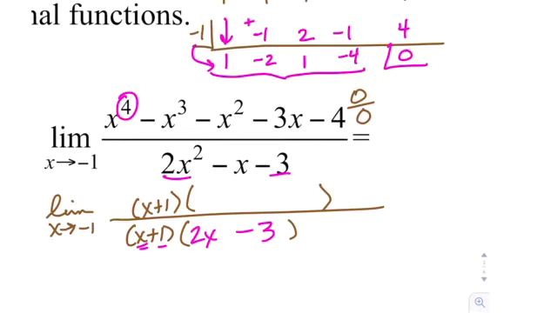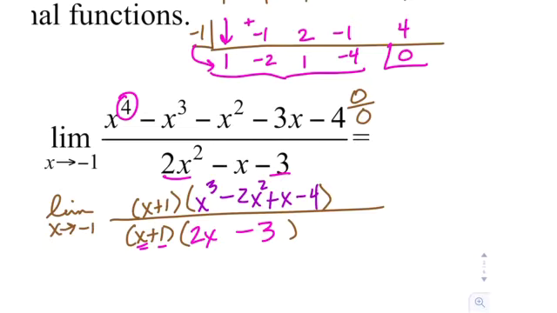Sometimes we call it a depressed polynomial because, well, not because it's in a math class and it's sad, but because it's 1 degree smaller, yeah. So that would be a 1x cubed minus 2x squared plus 1x minus 4.